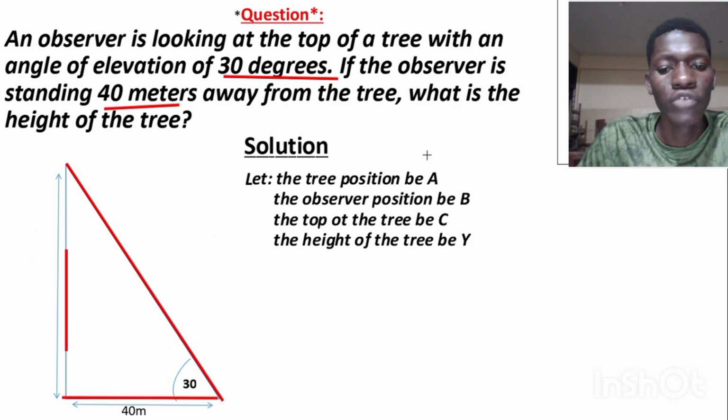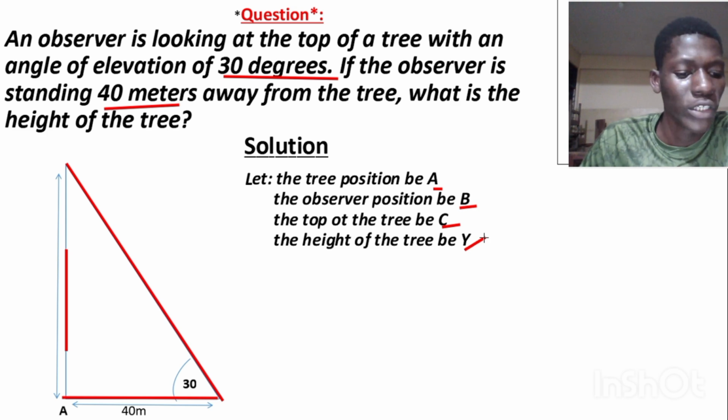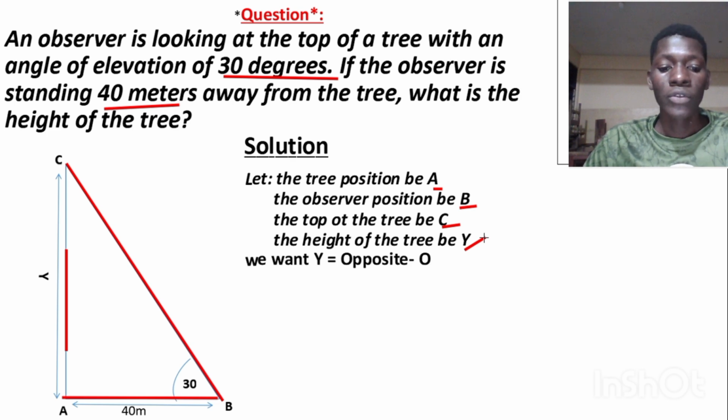So we have to input our variables: A for the base of the tree, B for the position of the observer, C for the top of the tree, and Y as the height of the tree into the diagram. So let's put A here, put B, put C, and put Y there. So we see that we want the opposite of this angle, which is Y. The height is the opposite of this angle, so we want the opposite, which is O.